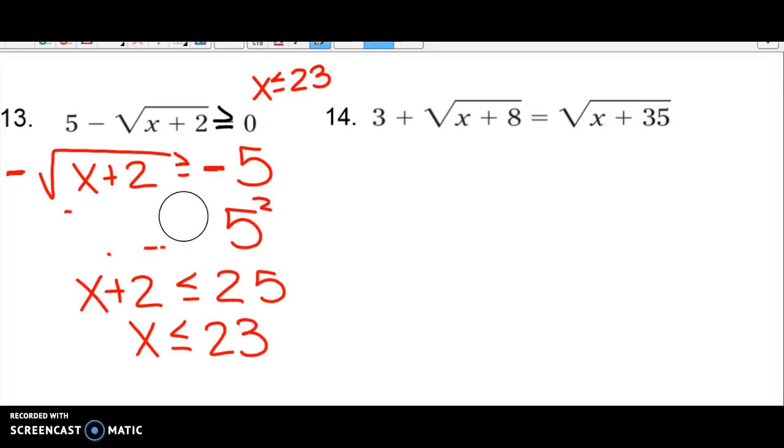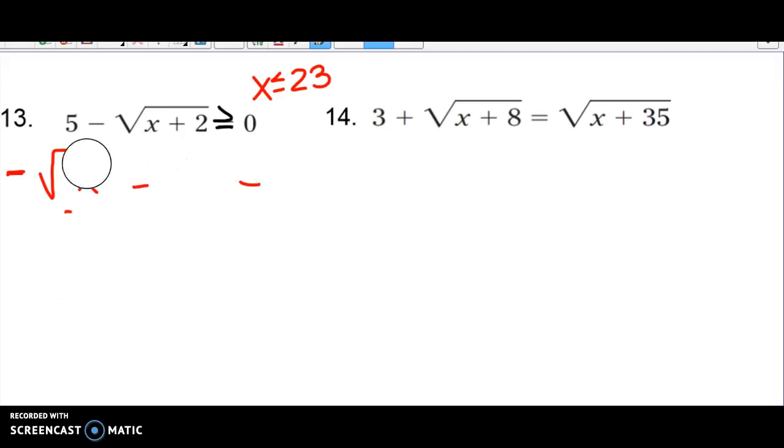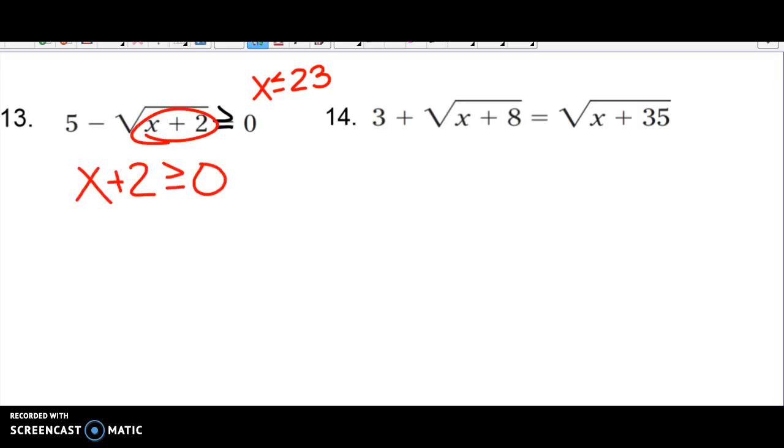Let's go and figure out what the domain is going to be. Really, the only thing is x plus 2 has to be greater than or equal to 0, because otherwise it's going to be imaginary. So x is going to be greater than or equal to -2. All right, so we got that taken care of.